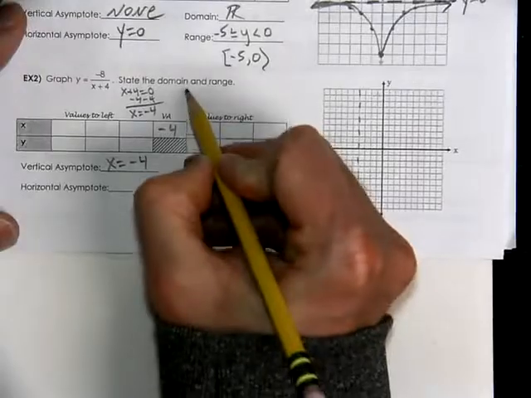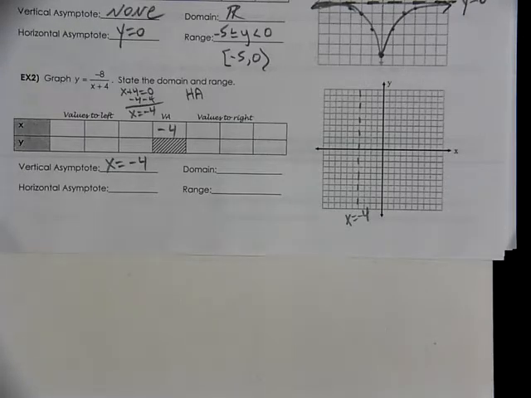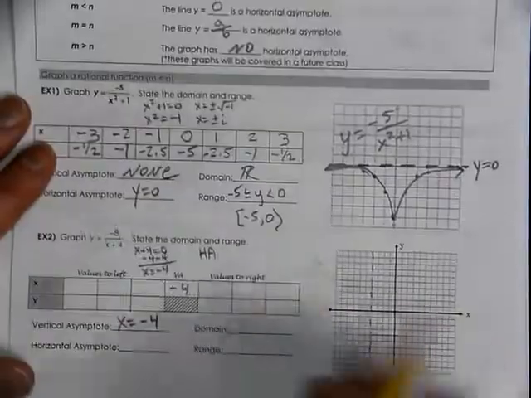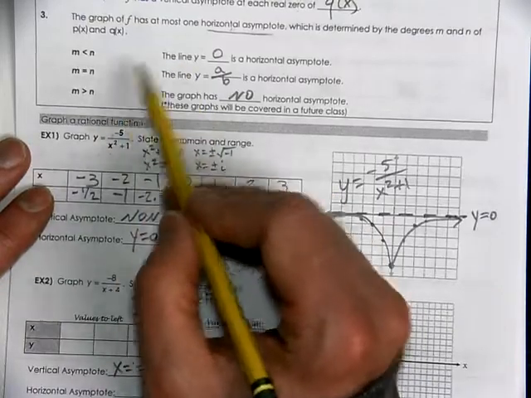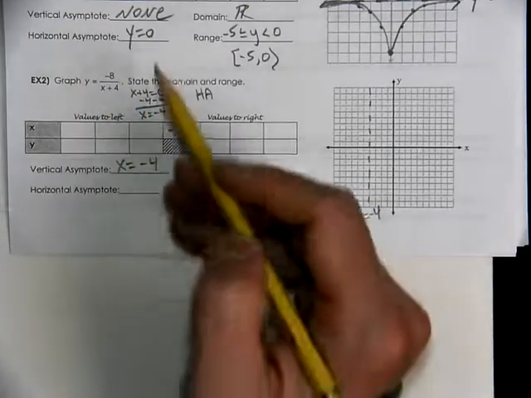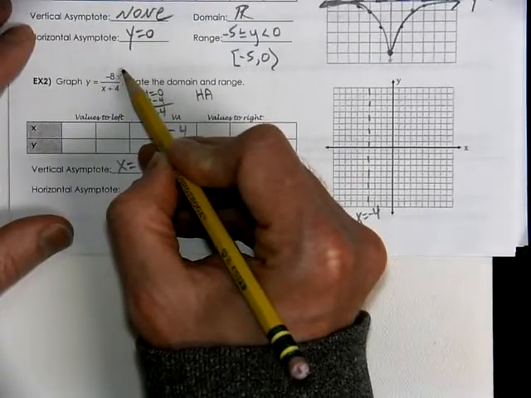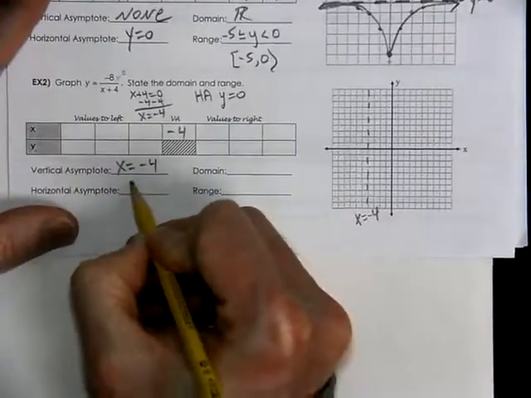We can look at the horizontal asymptote. How do we determine what the horizontal asymptote is going to be? The horizontal asymptote has to do with the m and the n. It has to do with the exponents. So what relationship do your exponents have? This would be considered x to the 0 power. So the numerator is smaller than the denominator. So it's going to be y equals 0.